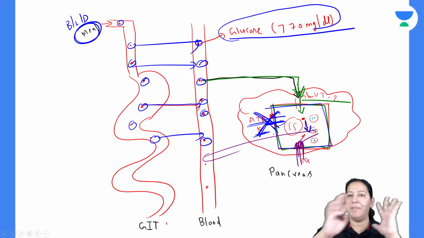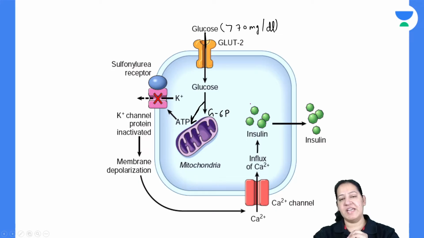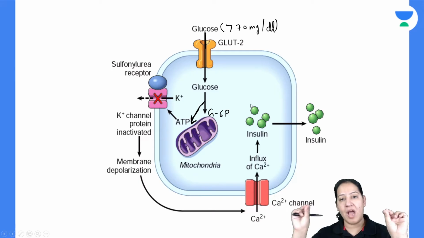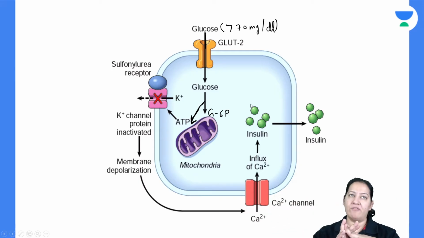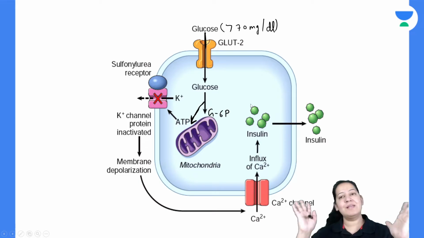Now see the same beta cell. I'm zooming this portion. This is a beta cell, the diagram from the KDT. You have to understand this diagram, without which you can't understand the mechanism of action of oral hypoglycemic agents. You can't understand the mechanism of action of sulfonylureas, that is the various glipizide, gliclazide. So please understand this diagram.